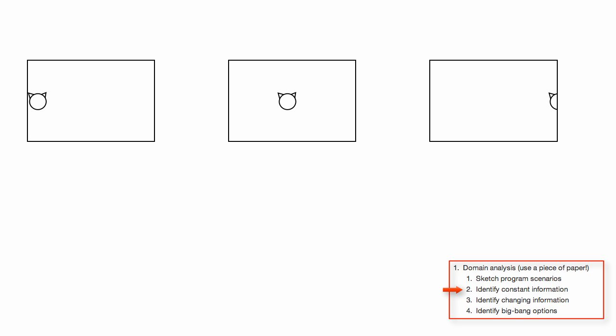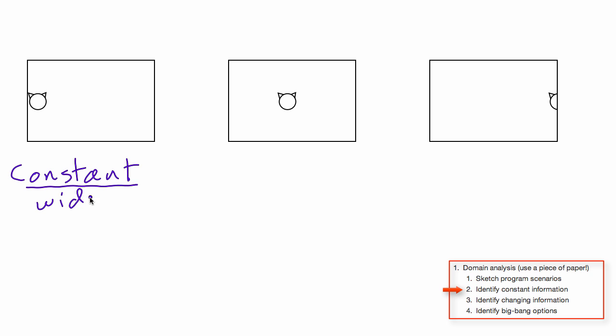The next thing we're going to do is identify the constant information. So this is information that does not change through the progression of the program. A lot of these values are fairly canonical in the sense that you'll find them in almost every world program, but we still want to identify them. So for example, there's the width of the screen.